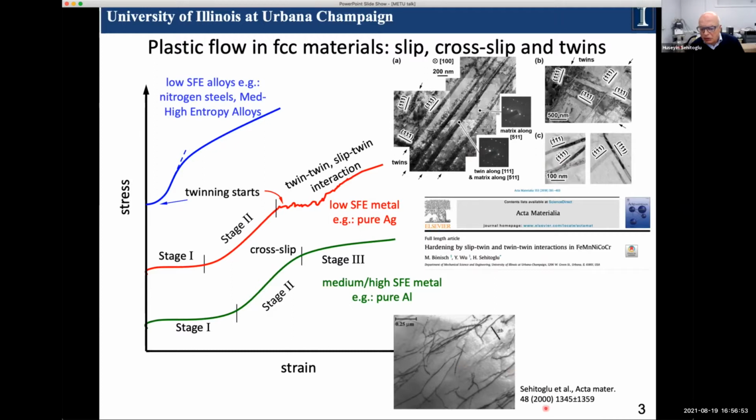If we look at the earlier work, this is how the dislocation structure looks like in low stacking fault energy materials, basically planar dislocations. And then if you have twins here, you see there's twins here, and then there's slip here as well. So there's twin slip interaction. We just discussed that here.